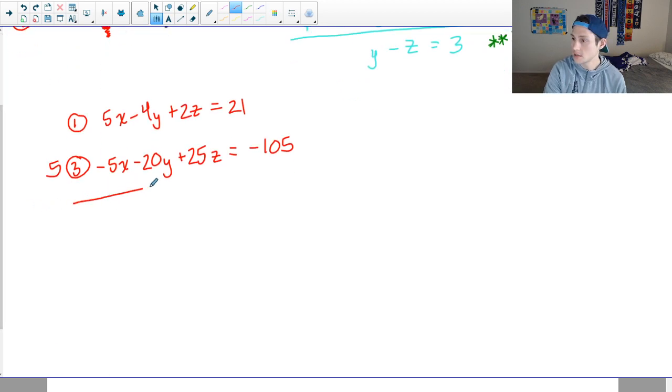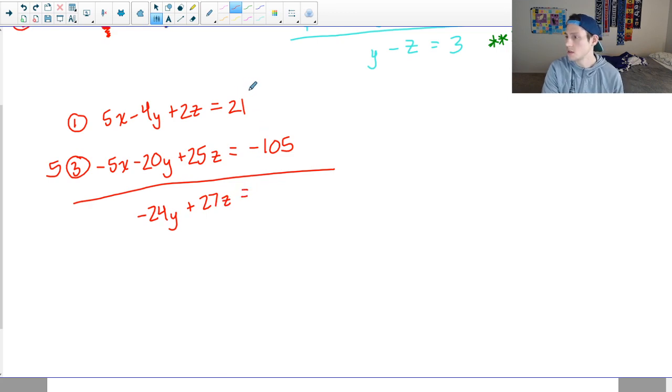Now add the equations together. 5x minus 5x, 0. Negative 4y plus negative 20y, negative 24y. 2z plus 25z, 27z. 21 minus 105. I don't trust myself to do these things in my head because I've been really screwing up my mental math today. I've lost confidence. Negative 84.